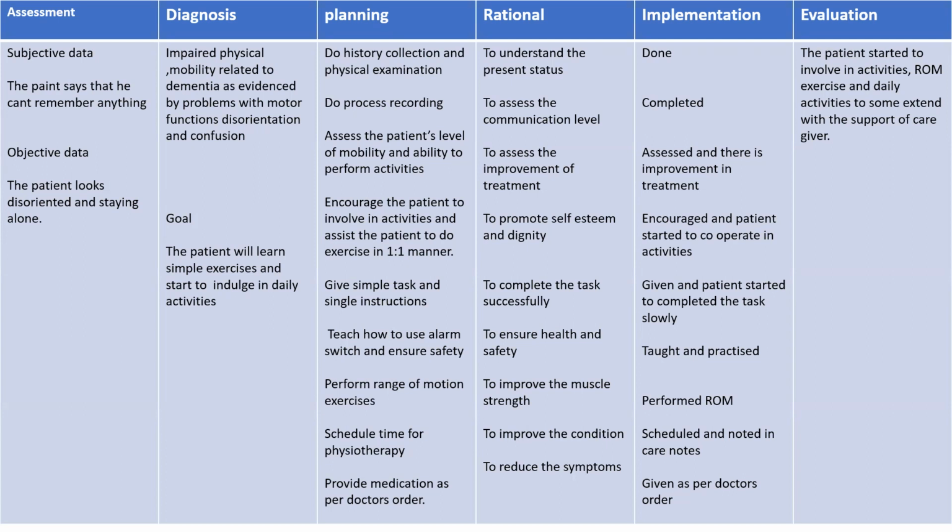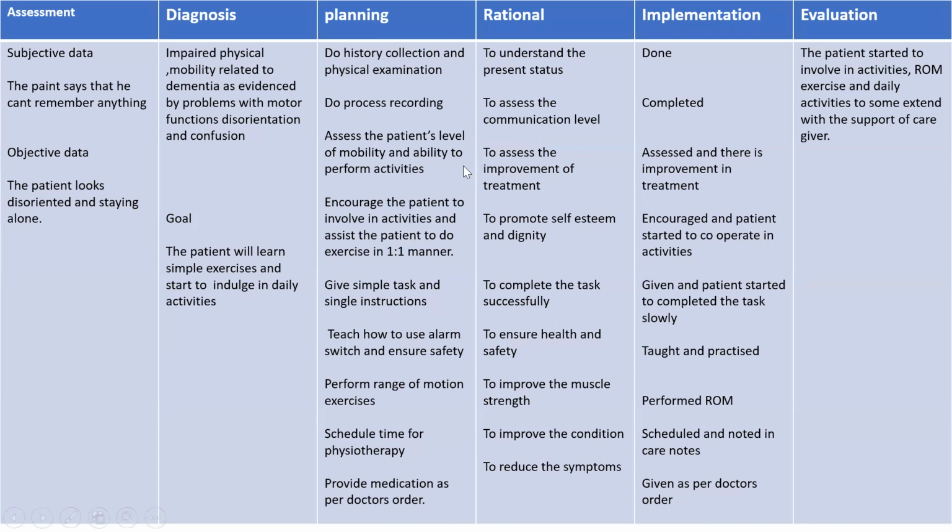Teach how to use alarm switch and ensure safety, to ensure health and safety. Taught and practiced how to use alarms. Perform range of motion exercises or ROM to improve the muscle strength. Performed range of motion and the patient started to do that. Schedule time for physiotherapy to improve condition. Scheduled and noted in the care notes. Provide medication as per doctor's order to reduce symptoms. Given as per the doctor's order. The patient started to be involved in activities, range of motion exercises, and daily activities to some extent with the support of the caregiver. So whatever evaluation you have observed, you can write there in the evaluation column.